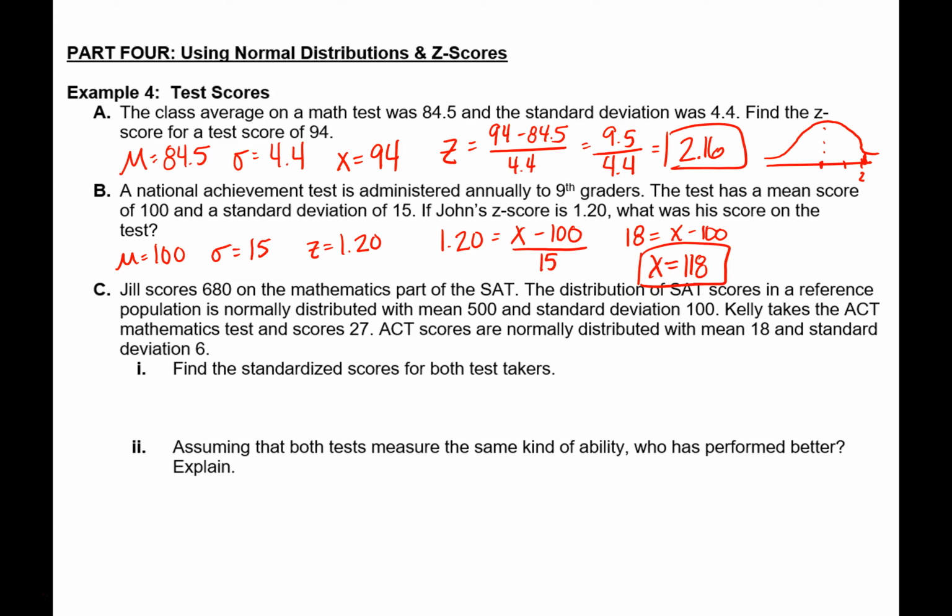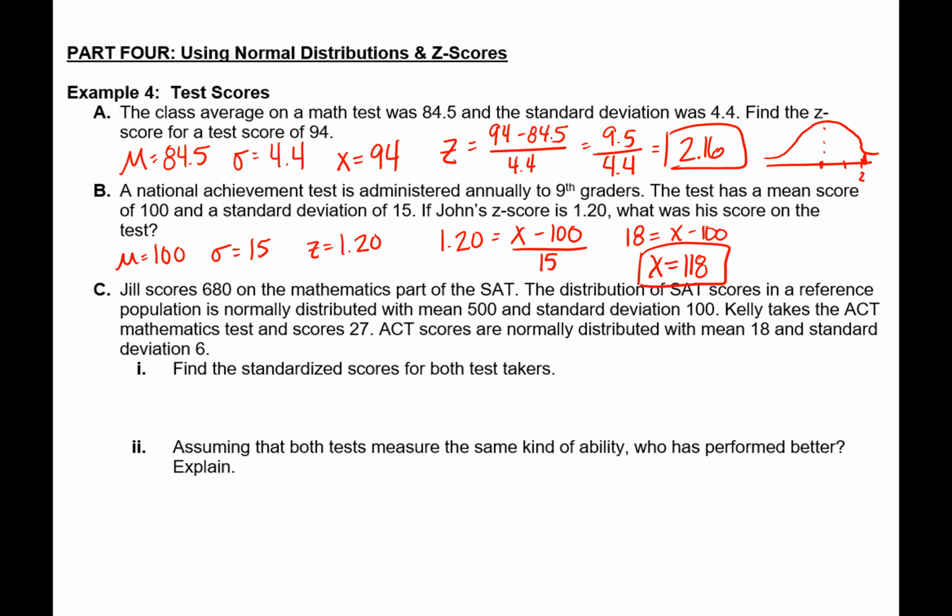Okay, so here's the big kahuna. Here's why it matters. Let's say we have students taking different types of standardized tests. So Jill scores a 680 on the math part of the SAT. The distribution of SAT scores in reference to population is normally distributed with a mean of 500 and a standard deviation of 100. So we have a lot of information about Jill's score on that SAT curve. Kelly takes the ACT mathematics test and scores a 27. ACT scores are normally distributed with a mean of 18 and a standard deviation of 6.